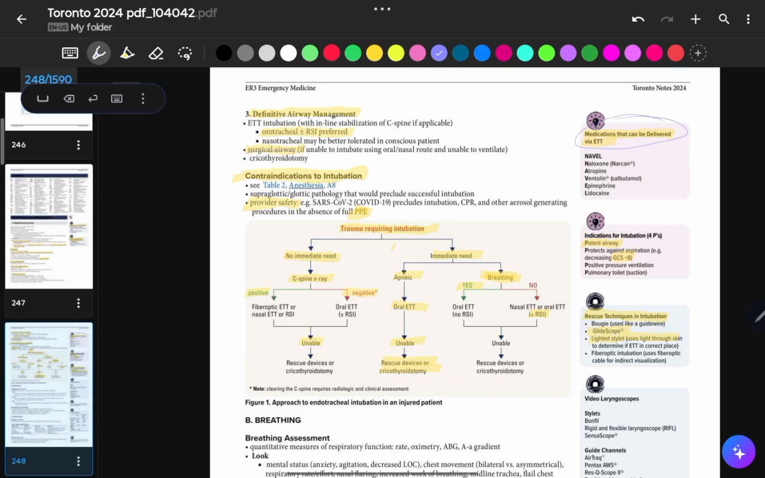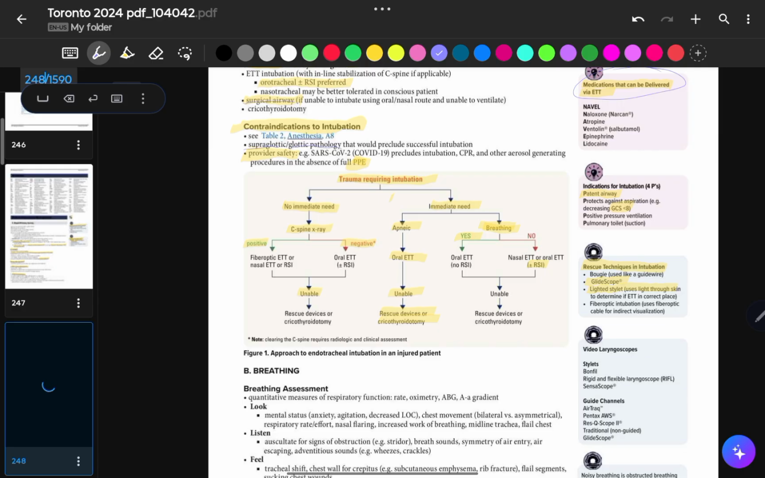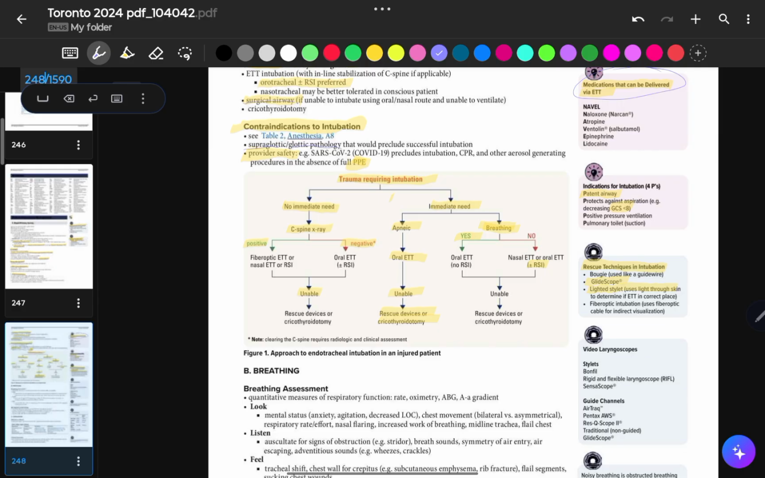for lidocaine. All right. So next, we're talking about contraindications to intubation. If the patient has any supraglottic or glottic pathology, it will preclude a successful intubation. That is a contraindication. Next is you, the provider, as the physician. If you do not have full PPE to protect yourself, let's say the patient has COVID-19, or has an aerosol generating procedure, so anything that is going to affect you and you don't have proper full PPE, then that is a contraindication to intubation.